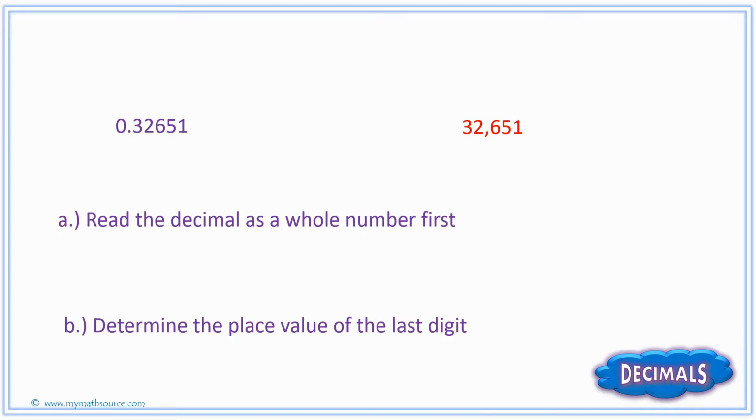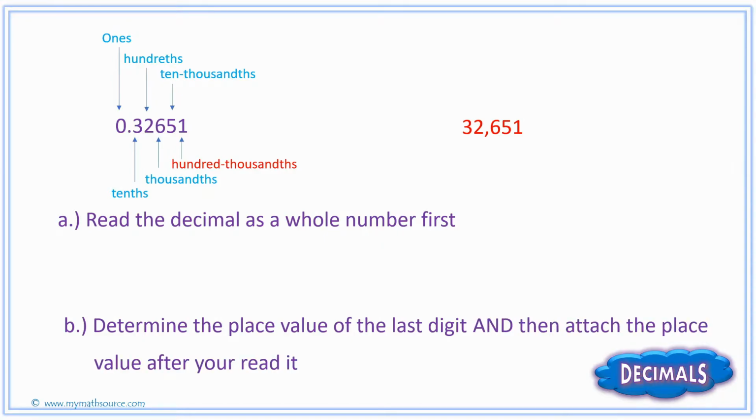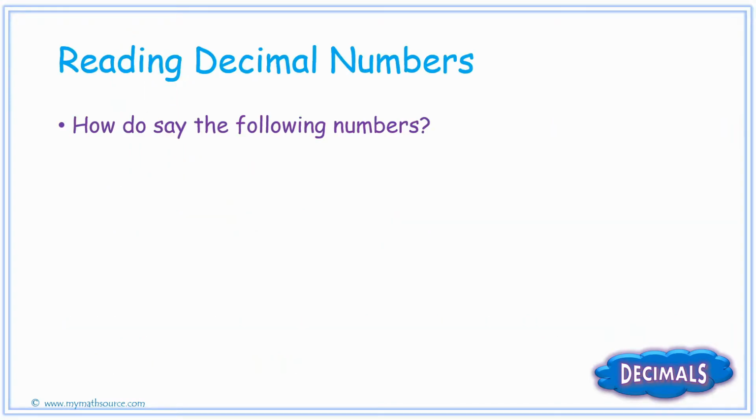So to do that, we will use our understanding of the place value chart. 0 is in the ones place, 3 is in the tenths place, 2 is in the hundredths place, 6 is in the thousandths place, 5 is in the ten-thousandths place, and the last digit, 1, is in the hundred-thousandths place. The last part of that step is to simply attach the place value after you read it. So we would read the number as 32,651 hundred thousandths. And so that's the correct way to read the number.